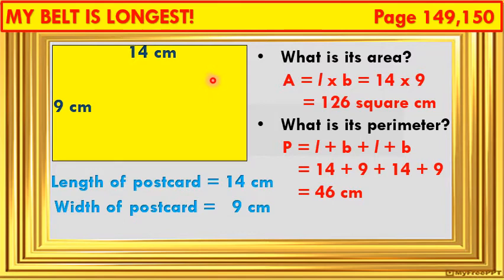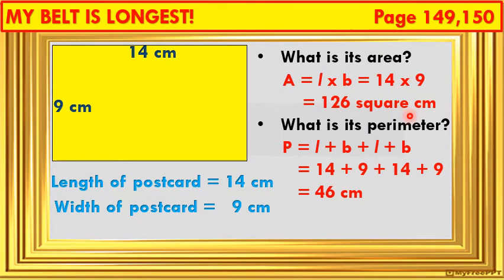Children, now you know the formula for finding area. It is area equals length multiplied by breadth. We can see that the length of the postcard is 14 centimeter and the breadth or width of the postcard is 9 centimeter. So area is length multiplied by breadth, that is 14 multiplied by 9. It gives 126 square centimeter. So the area of this postcard is 126 square centimeter.